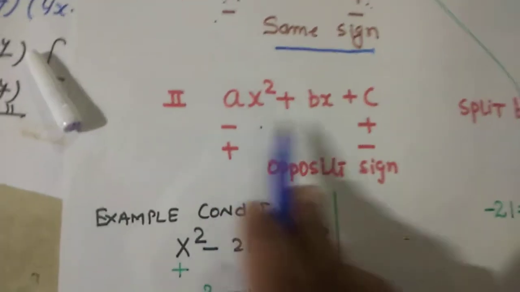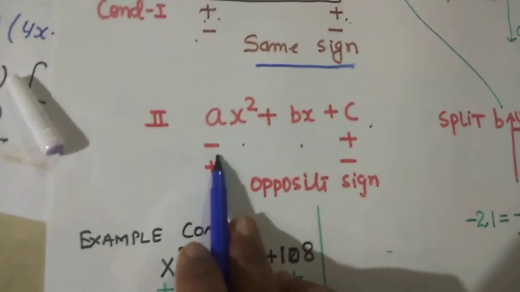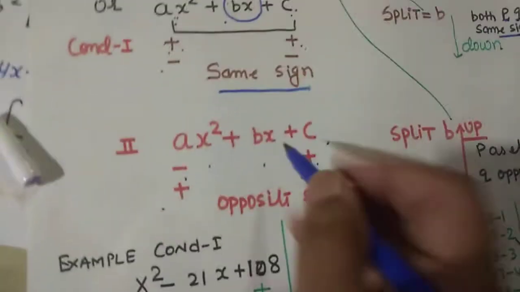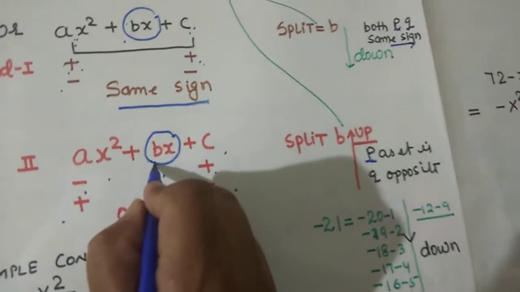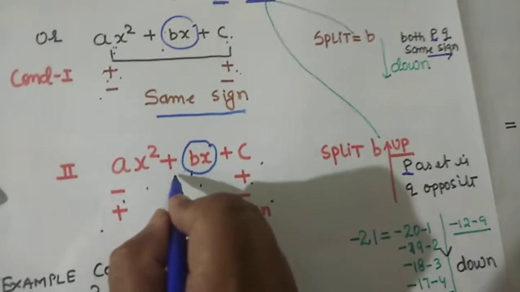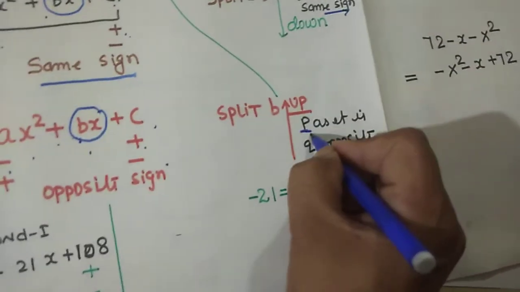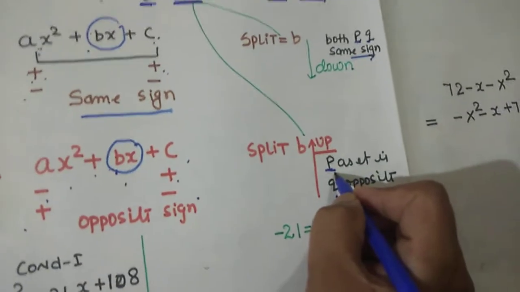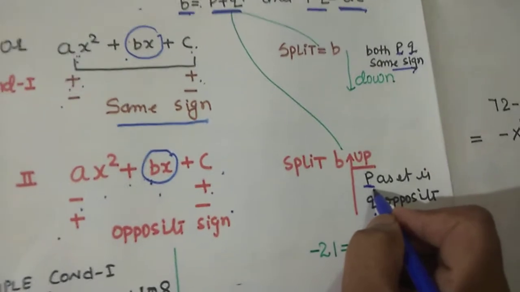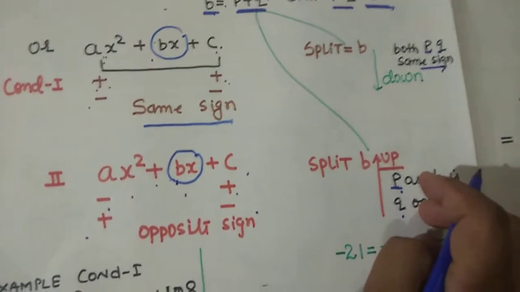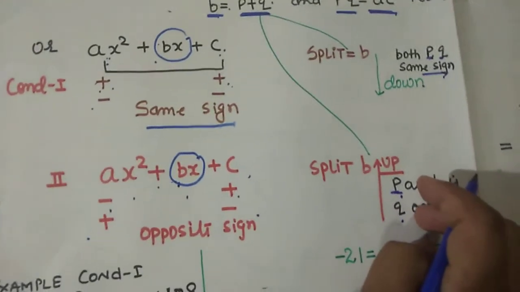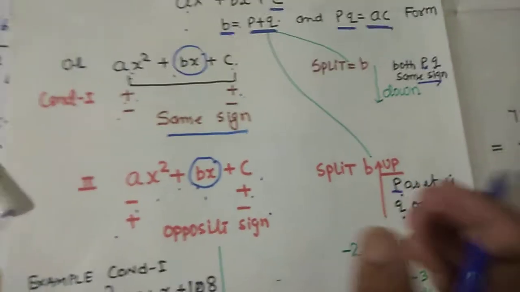If ax square plus bx plus c has opposite signs, minus plus or plus minus, split bx in the upward direction, where the sign of P is the same as the sign of bx, and Q is opposite to P. How to do upward? Suppose 10: minus 11 plus 1, minus 12 plus 2, or plus 11 minus 1, plus 12 minus 2. Likewise you will do the split.